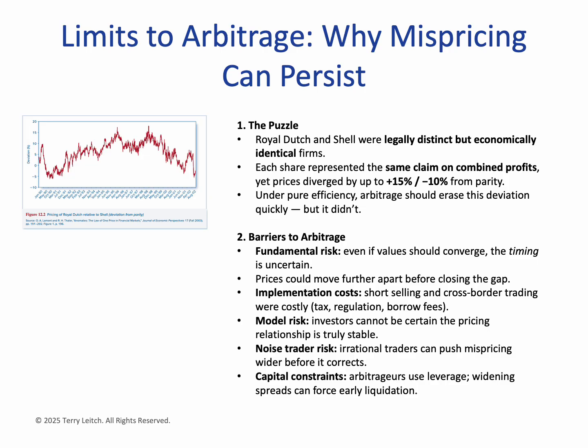Implementation: short selling and cross-border trading are very costly. Okay, tax, regulation, borrowing fees. They didn't used to have shorting in London. It was only dealers who could short. Model risk: investors cannot be certain the pricing relationship is stable. Getting into capital constraints, that's more like the broader question, like why is the broader market not driving this back into place?